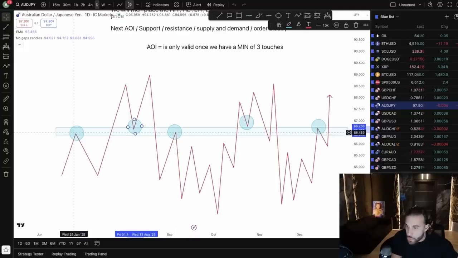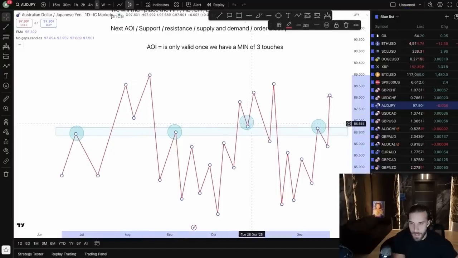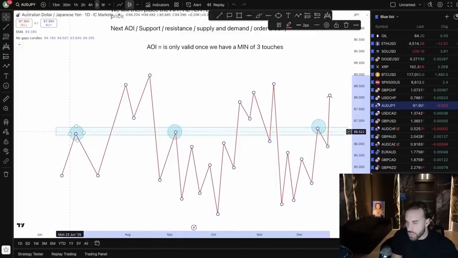It could be 3 resistance touches. So for example, let's say we don't have this right here, and let's say we don't have this right here. We move this up. This right here is a valid area of interest. We have 1 rejection as resistance, 2 rejections as resistance, and 3 rejections as resistance.